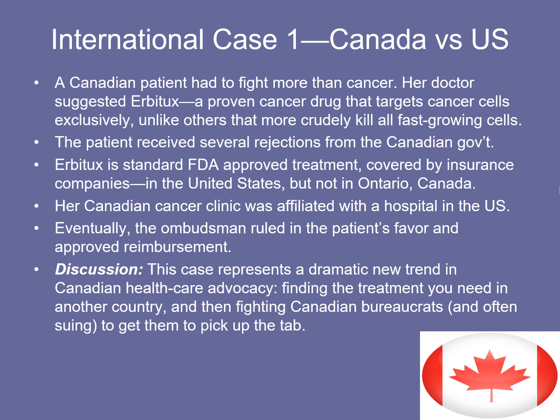Now, this was after several months, so the patient actually had to delay their therapy for that period of time. The patient ended up getting the therapy and ended up responding to it, but it was still a delay, it still caused a lot of stress and angst for the patient and their family. It represents a dramatic new trend in the Canadian healthcare system. It relates to advocacy, finding the treatment you need in another country, and then fighting the Canadian bureaucrats to get them to pick up the tab. This whole process is a huge limitation to autonomy for the Canadian citizens and represents a significant shortcoming to single-payer systems such as that in existence in Canada.